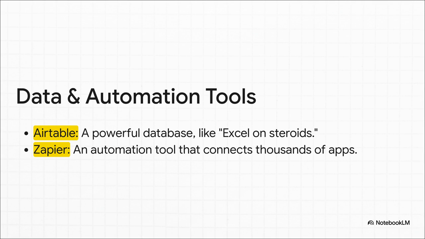Then you have Zapier, which is like the magic glue for the internet. It connects your app to thousands of other services, so you can create these amazing automations. For instance, when a new user signs up in your app, Zapier can automatically add them to your mailing list and send a welcome message to your team on Slack, all without you lifting a finger. That's the power of automation.